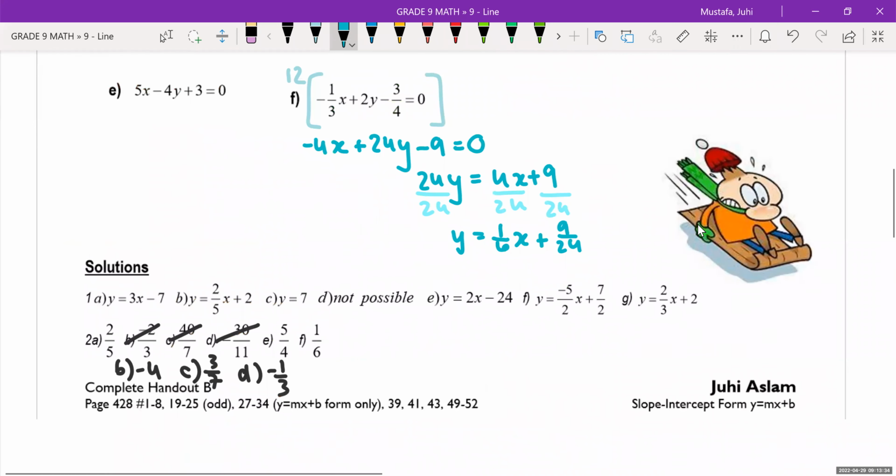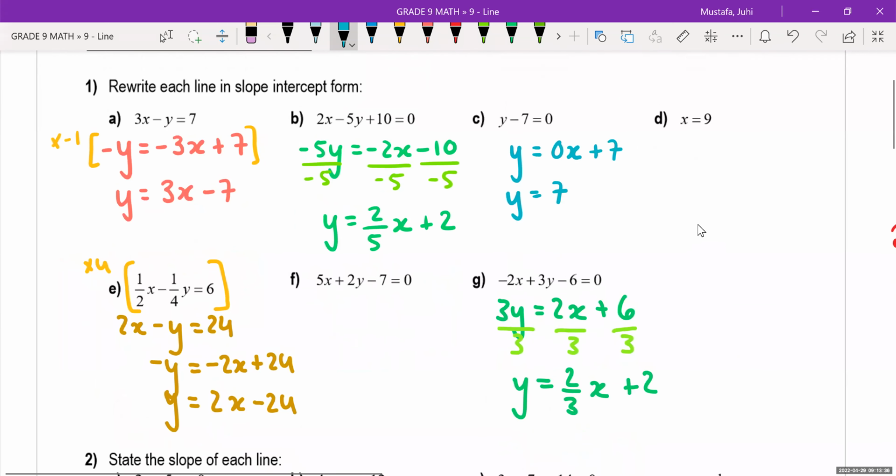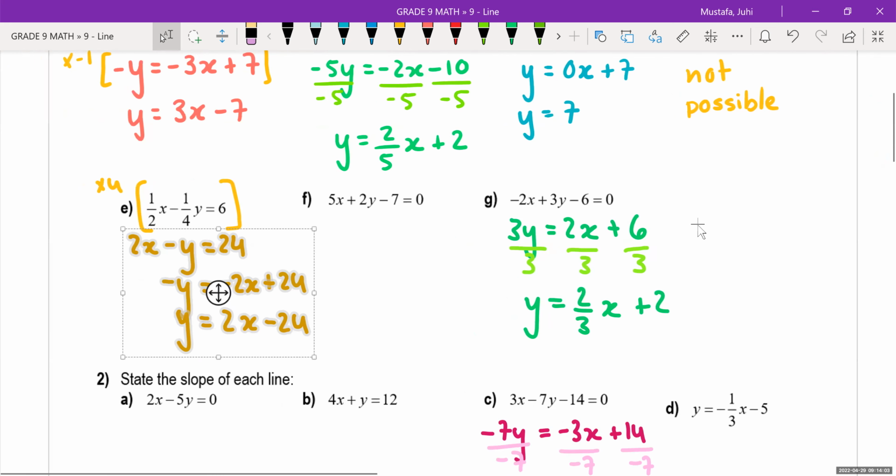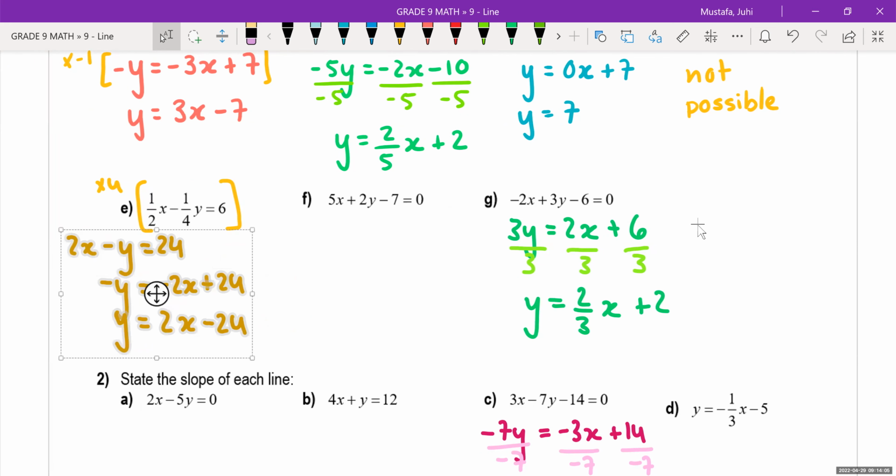Okay, what about question D? Can we change question D to y is equal to mx plus b? There's no y. Yeah, you actually definitely need to have a y in order to change something to y is equal to mx plus b. So this is just going to be not possible. Okay, take a look at questions E and G. I have the solutions there already, so double check your work to see if you got those right. Just going to move this over so I have a little bit more room.